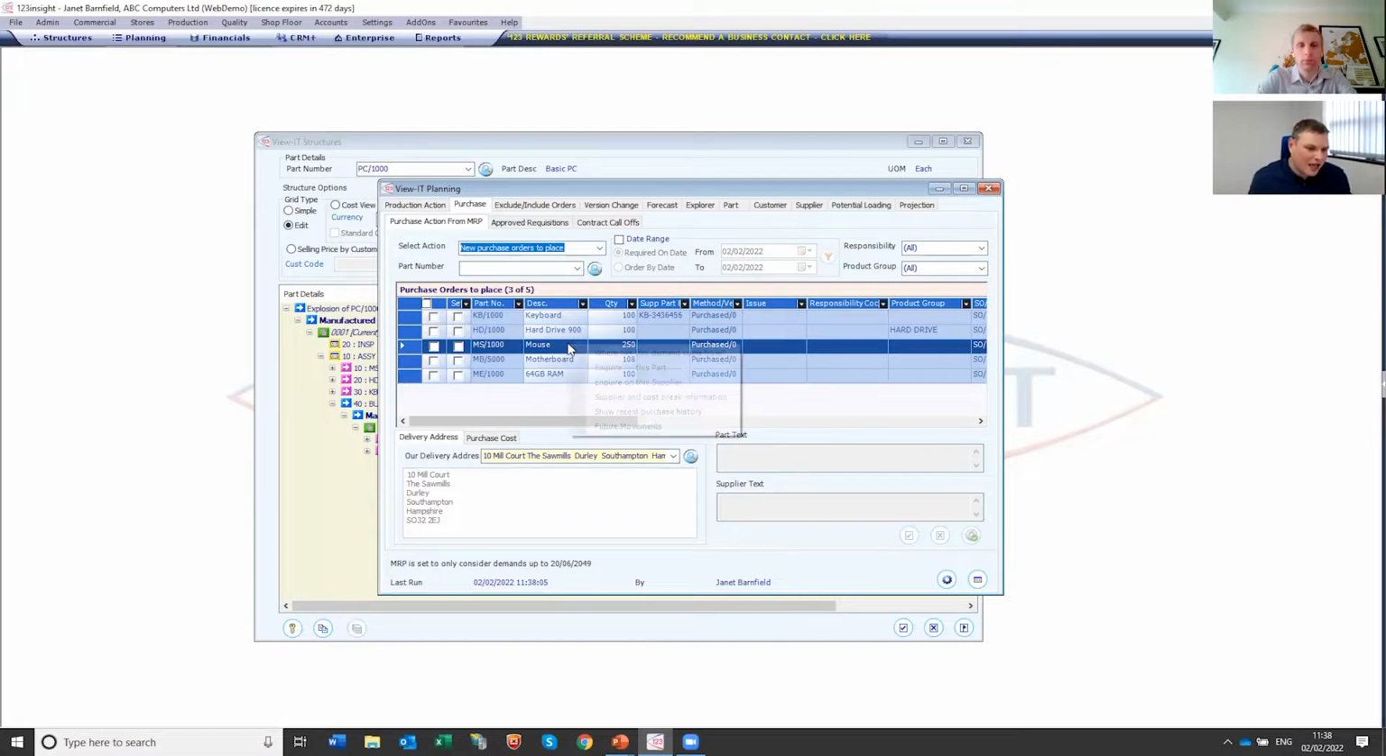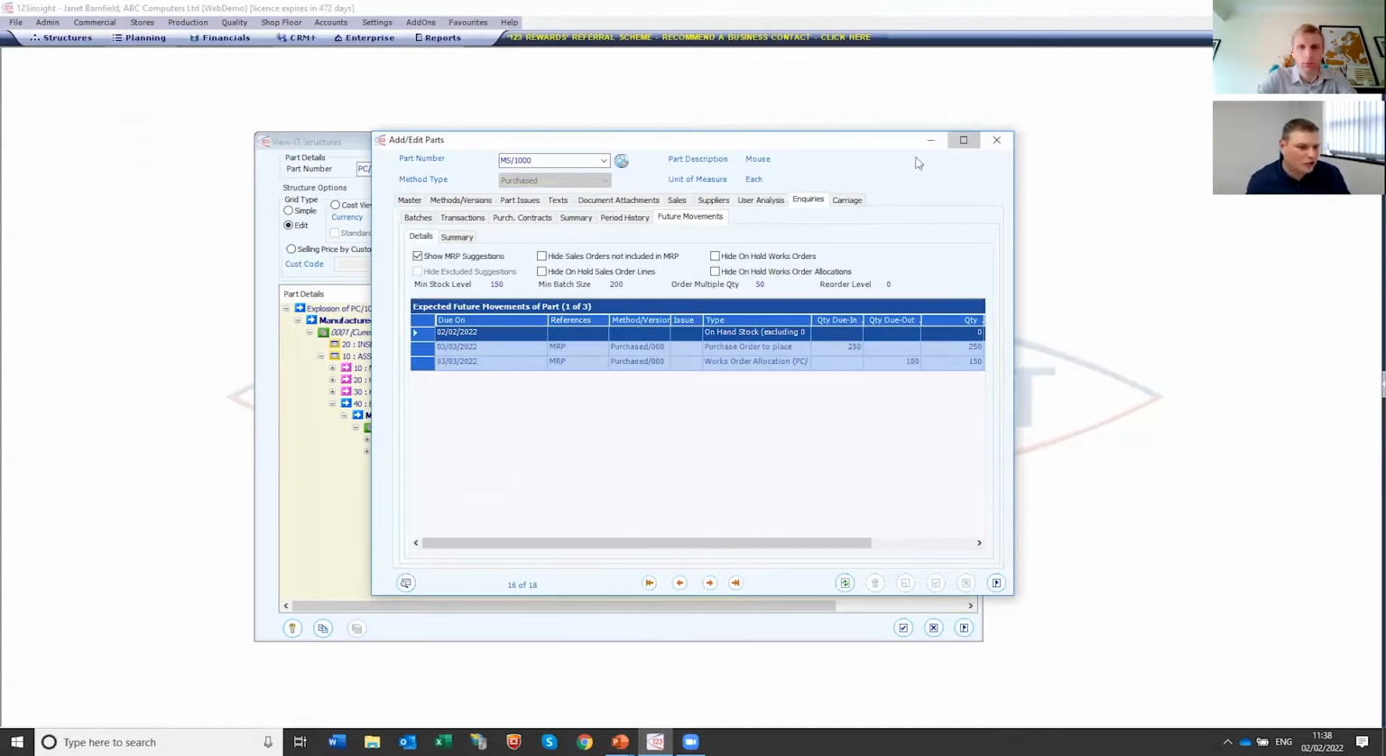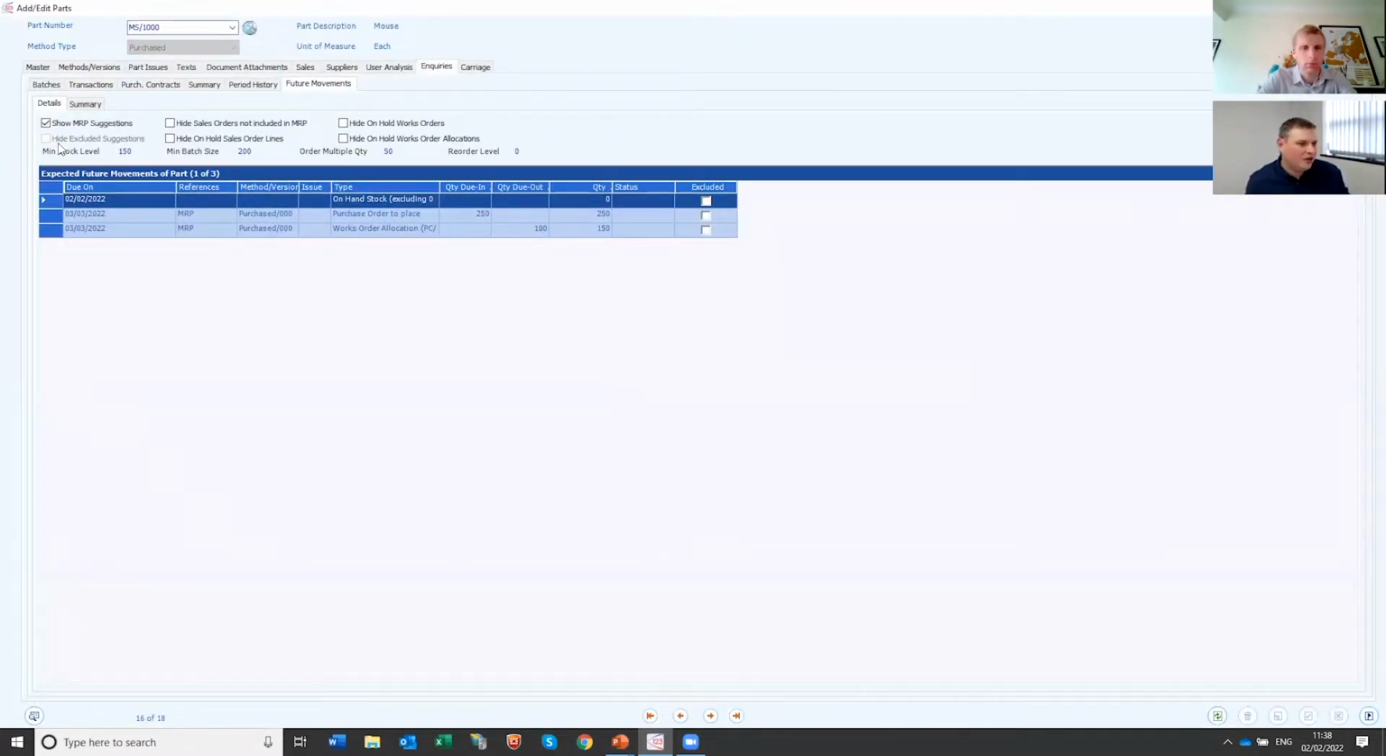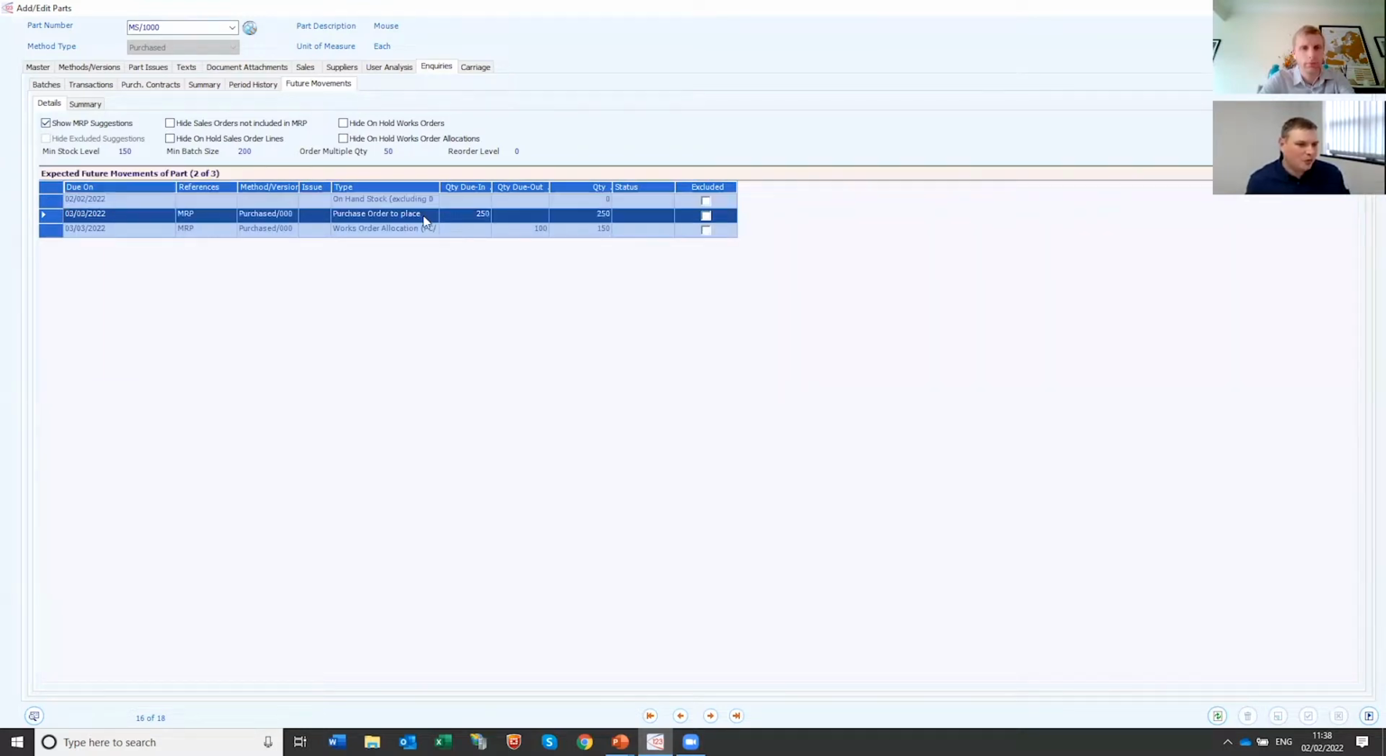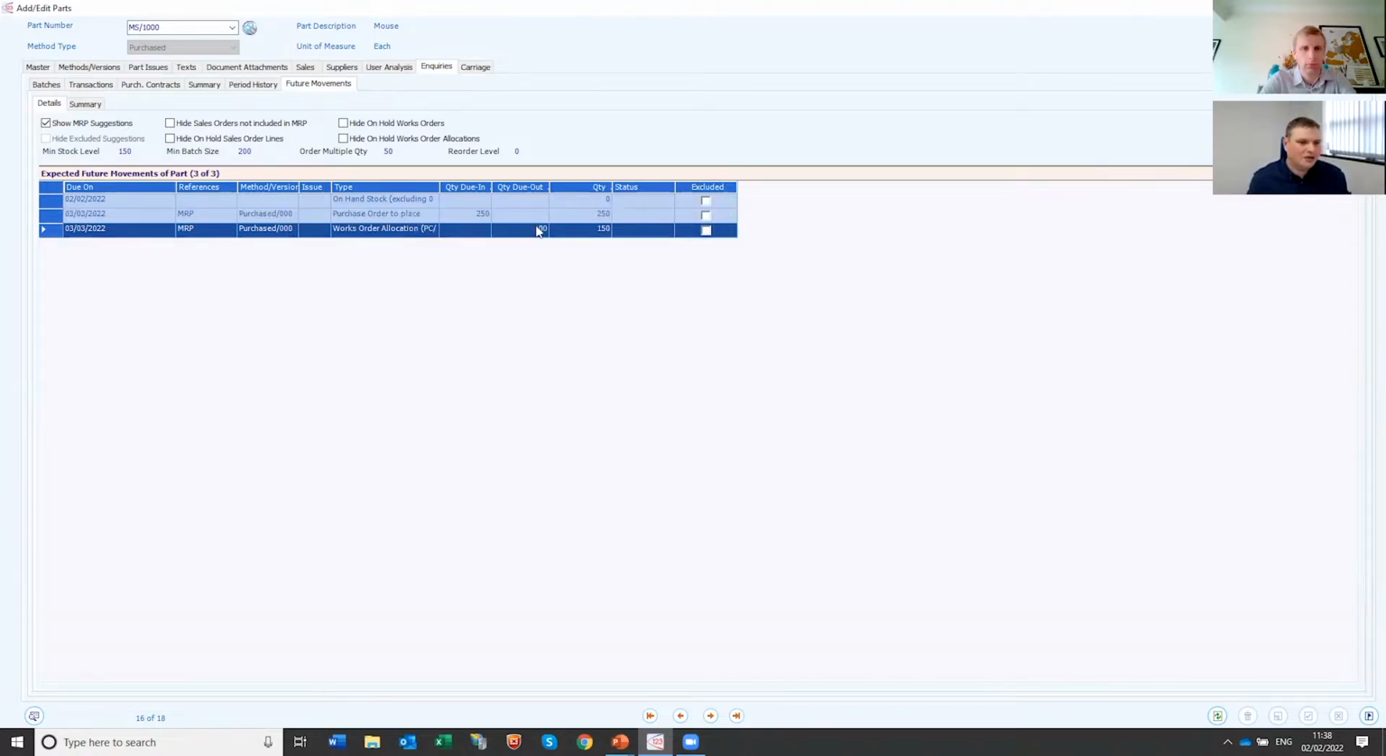And in fact, if I look at what's going to happen with this, let's have a look at the future movements and what's going to happen with that particular part over time. Well, here is what's going to happen. If I didn't have any MRP running, I would have just no mice. So without MRP, I have no mice. But if we do what MRP says, we will buy 250 mice, and they'll get here by the 3rd. And so that gives me 250 in stock. And then I'm going to use 100 mice onto a works order to build PC 1000. Let's stretch that across a little. And that'll leave me with the 150, which I have said is my minimum stock level. And you can see that up there.